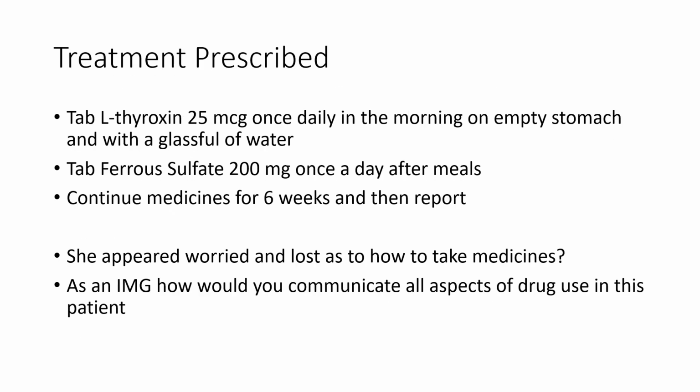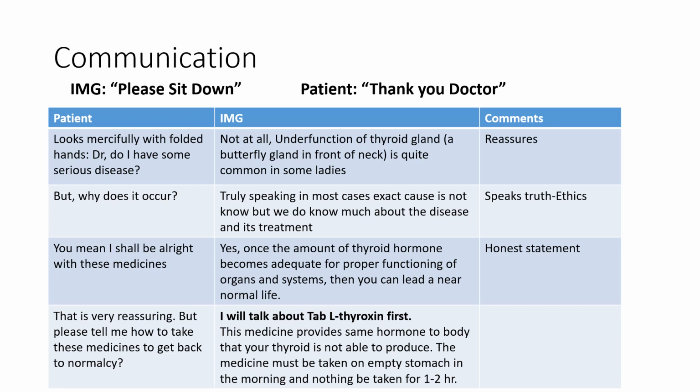Now, the treatment which the consultant provided is levothyroxine 25 microgram once daily in the morning on an empty stomach with a glass full of water, and ferrous sulfate 200 mg once a day after meals. Continue medicine for 6 weeks and then report. She appeared worried and lost as to how to take these medicines. Now as an IMG, how would you communicate with the patient about all aspects of thyroxine use and iron use? This is a communication which can be done and learned by repeated observation and repeated reviewing.